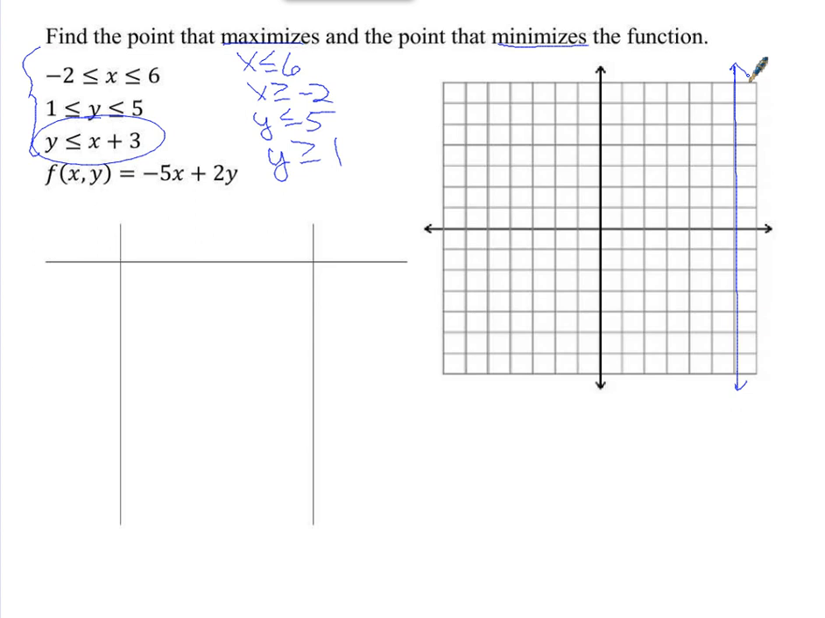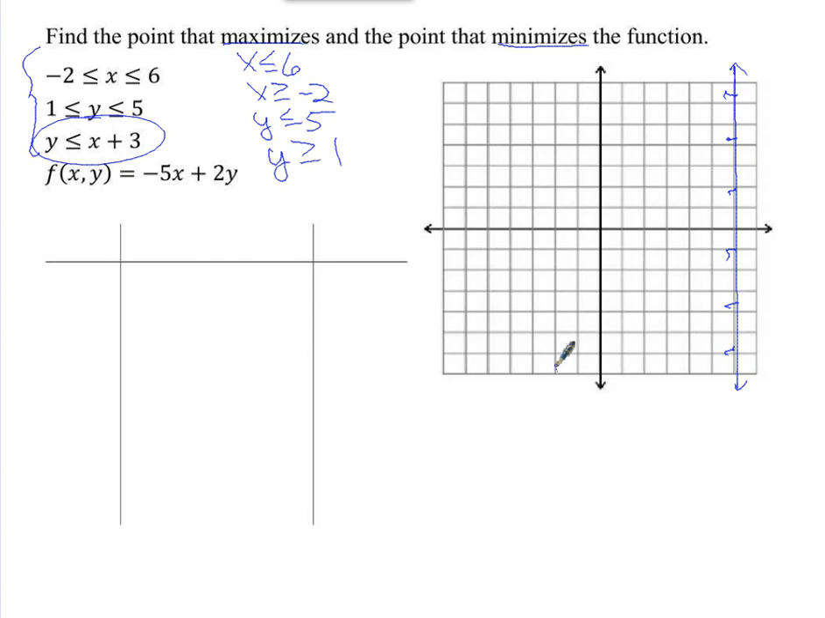Next up, x is greater than or equal to -2. Actually, before I do that, I need to figure out which way I'm going to shade. Less than means I'm going to the left, so I'm putting little arrows on here to the left. Okay, next inequality, x is greater than or equal to -2. That will be a vertical line, and I'm going to shade to the right.